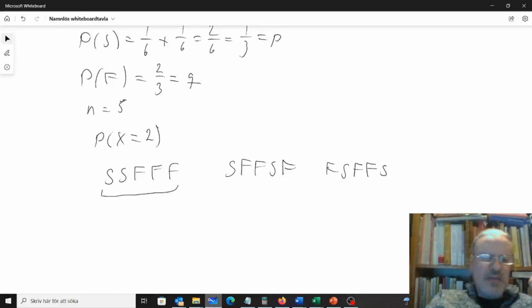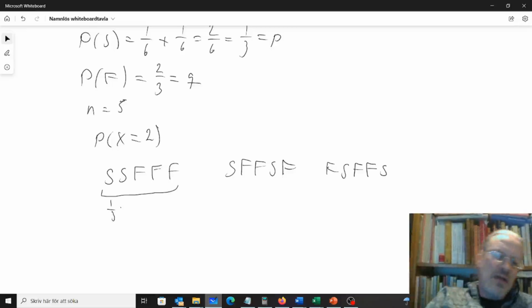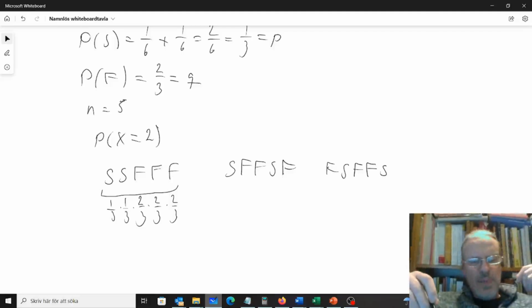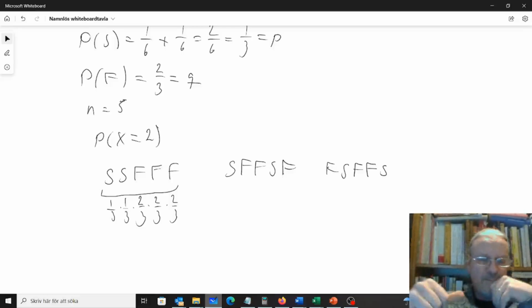So we can see the probability to get a success, that was 1 out of 3, times, since we take one of them and the next, we multiply. So 1/3 times 1/3 times the probability to get a fail, which is 2 out of 3, 2 out of 3 again, and 2 out of 3, since the probability doesn't change. So in other words, these events are independent.